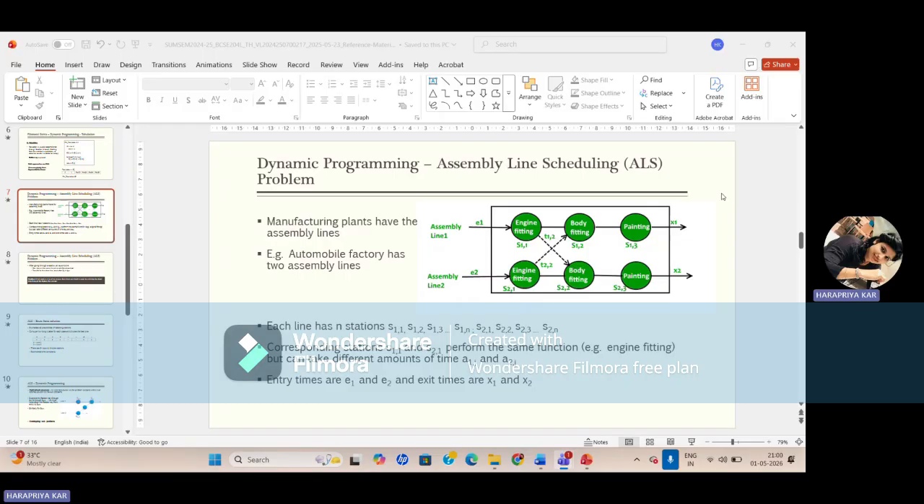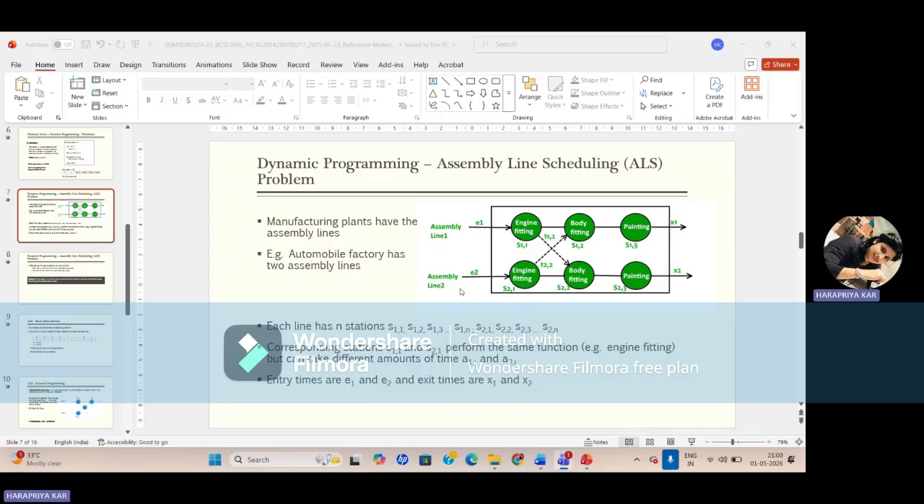First of all, manufacturing plants have assembly lines. For example, an automobile factory has two assembly lines. Here you can clearly see assembly line 1 and assembly line 2, with engine fitting, body fitting and painting.